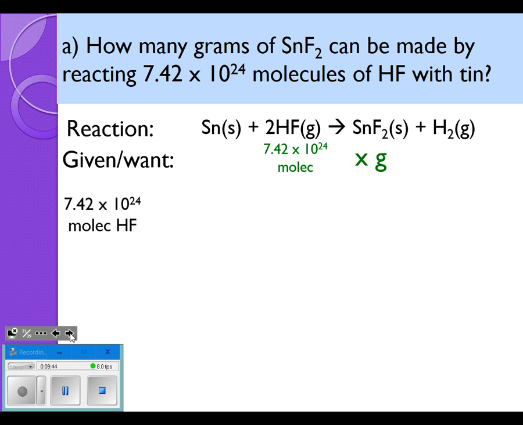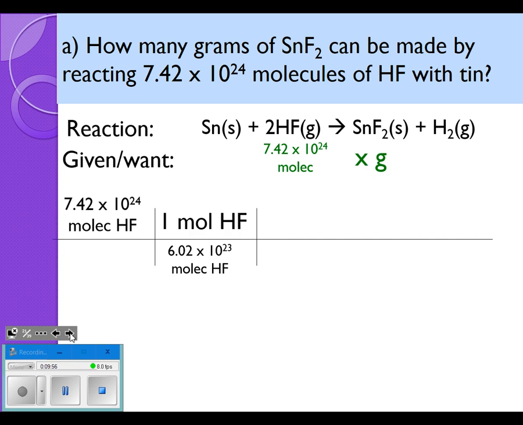So I would start with my moles or molecules of HF, and for every one mole, I have 6.02 times 10 to the 23rd molecules. So I'm going to divide by that to cancel out molecules and get into moles. That is step B. Now I have to do my mole ratio. So there's 2 moles of HF from the coefficient in the reaction, and there's 1 mole of SnF2 from the coefficient in front of SnF2.